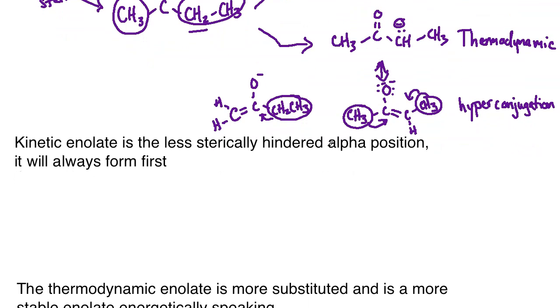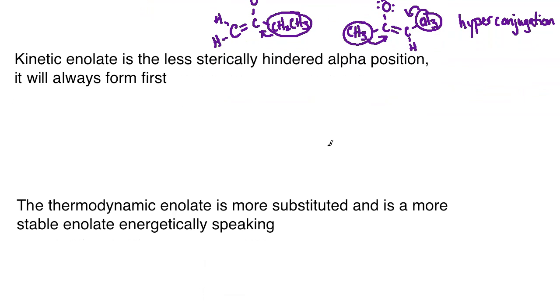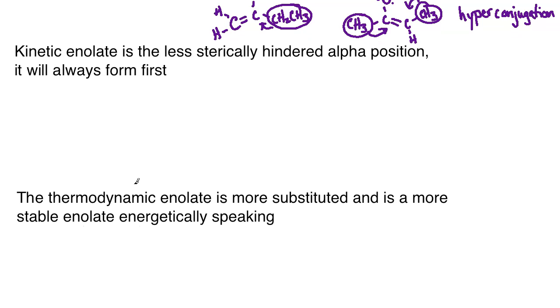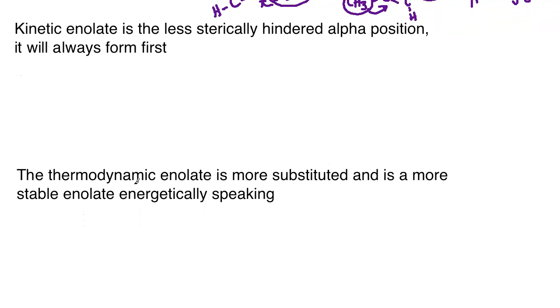And so this is really where we start to get into the heart of the discussion regarding controlling the enolate and the conditions that we're going to be setting up, okay? So the kinetic enolate is less sterically hindered at the alpha position, and it will always be the first one to form in comparison to the thermodynamic. So the thermodynamic enolate is more substituted and is a more stable enolate, energetically speaking, because of that hyperconjugation contribution.